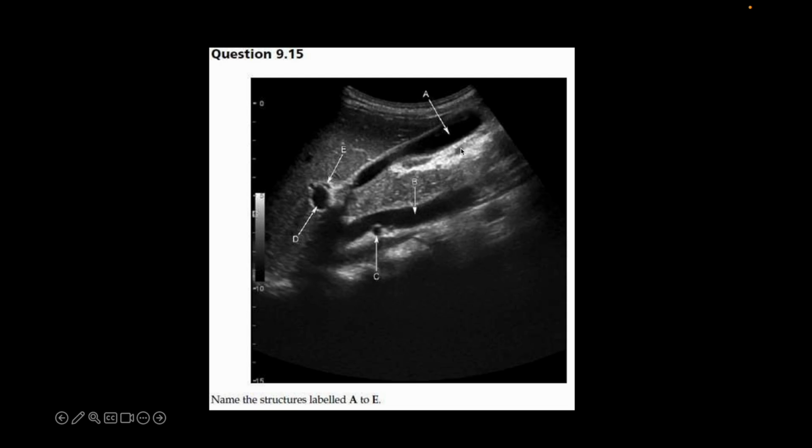Gallbladder. B is the IVC. C is the right renal artery. The renal artery goes posterior to the IVC. D is the portal vein. And E is the common hepatic duct. It's at the level of the liver, and so it's common hepatic duct rather than CBD. And you see how the vein and the duct are in the same orientation.